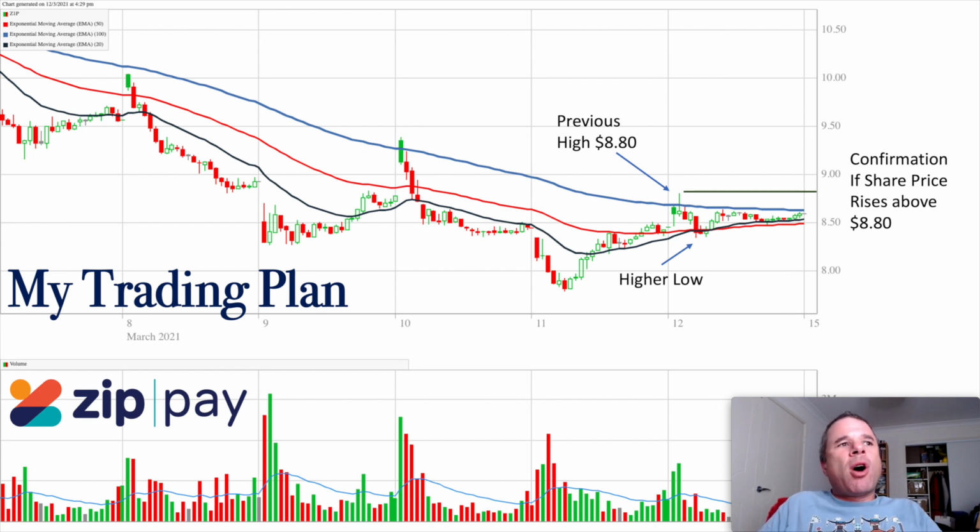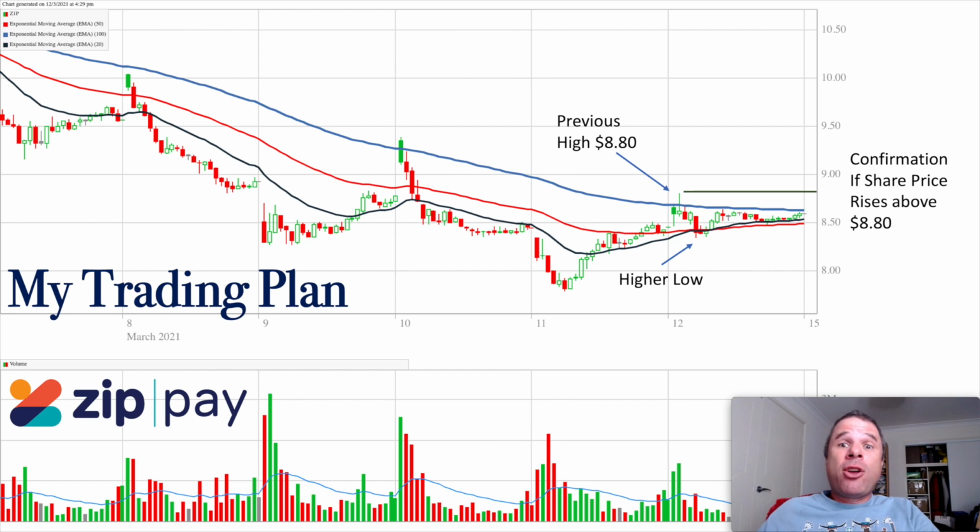So this was my trading plan in regards to Zip when we came to the close of trading on the 12th of March. I was using the higher high, higher low sort of setup. We already had the higher low, and the previous high was $8.80, and if the share price got above $8.80, that would be confirmation we're in the higher high, higher low setup. So that was my trading plan.